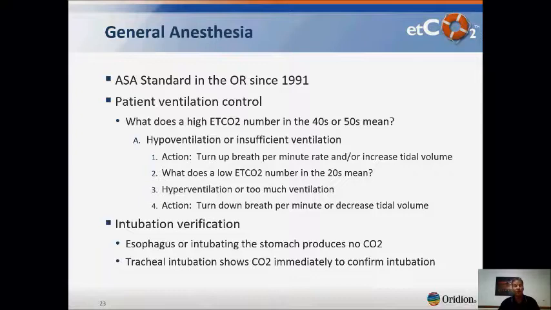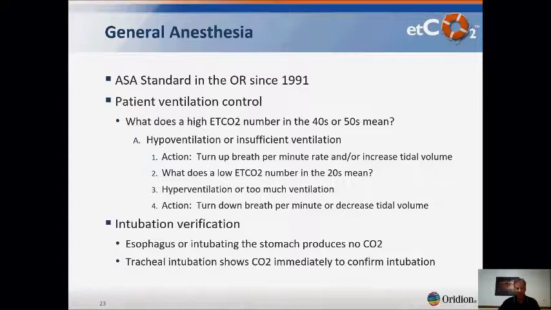Likewise, if the CO2 value became very low, like in the 20s, that would mean they're ventilating for you too much. In fact, they're blowing off all your CO2. And when they do that, they would want to lower their ventilation or lower their respiratory rate so that they would be in that ideal 30s range. So basically that's how they control your ventilation using end-tidal CO2 readings.